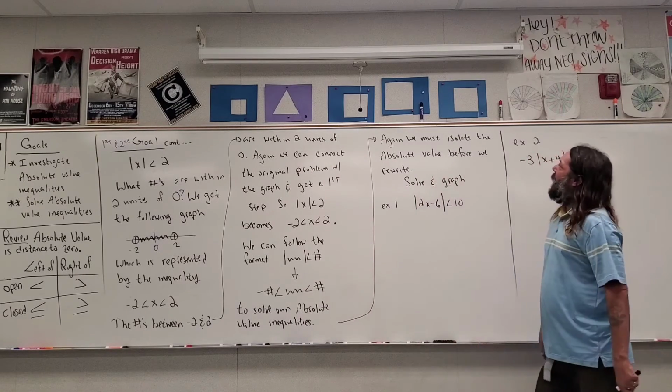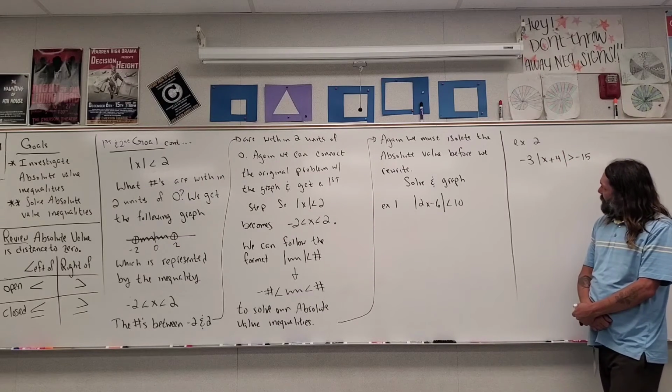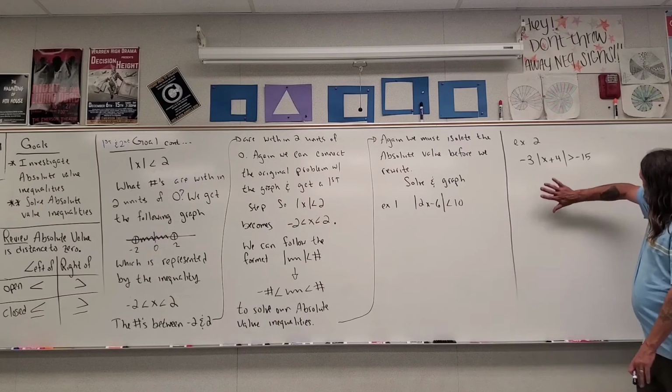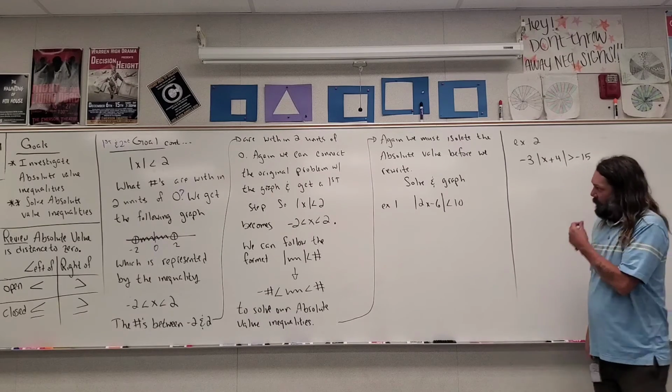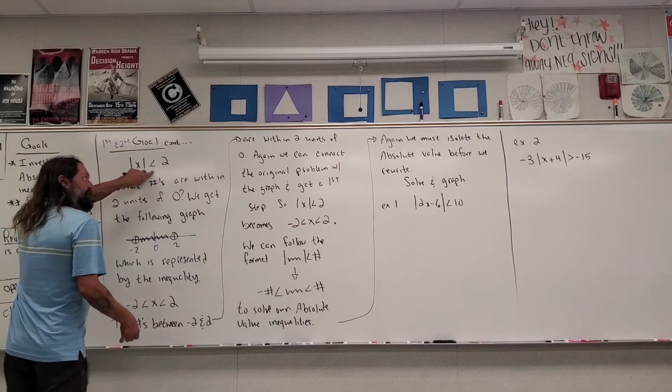Okay. All right. So again, we must isolate the absolute value before we rewrite. So I have 2 examples that I'd like to go ahead and solve and graph and show you how we use this format to solve when an absolute value is less than a number.